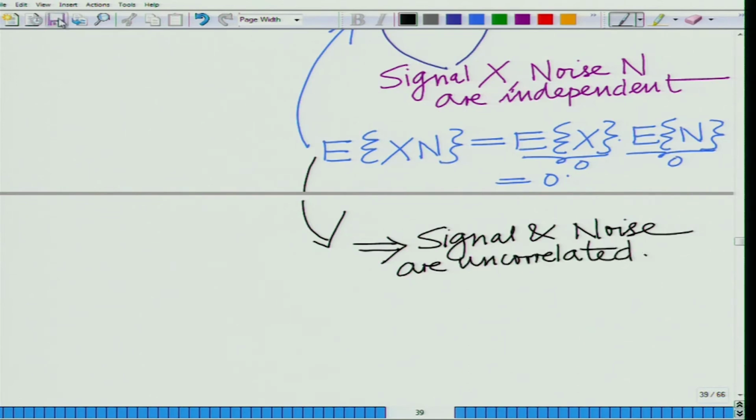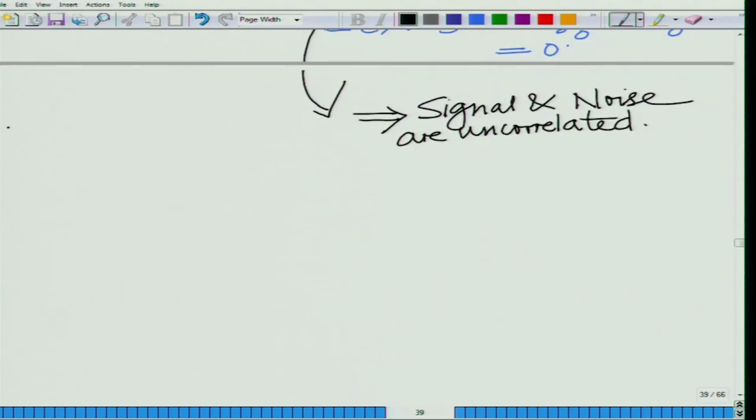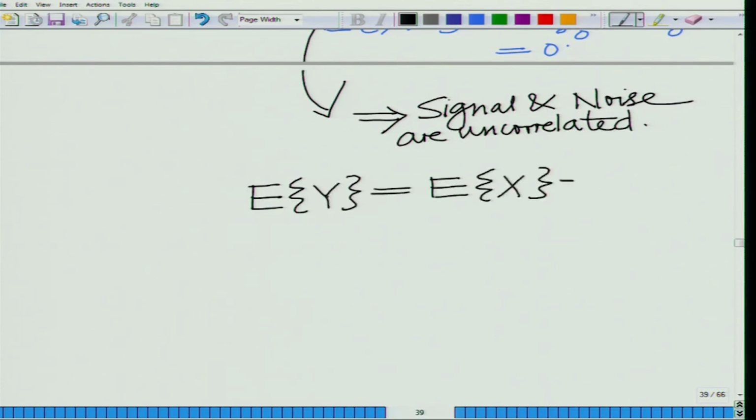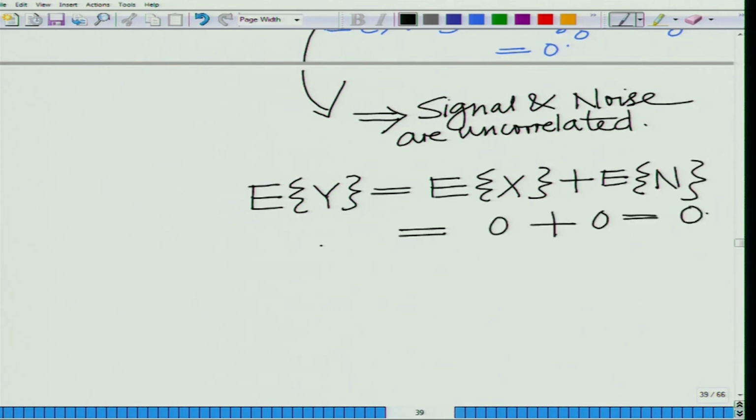Therefore, at this point, if you look at y equal to x plus n, let us look at expected y. Expected y is, of course, expected x plus expected n, which is equal to 0 plus 0, equal to 0.